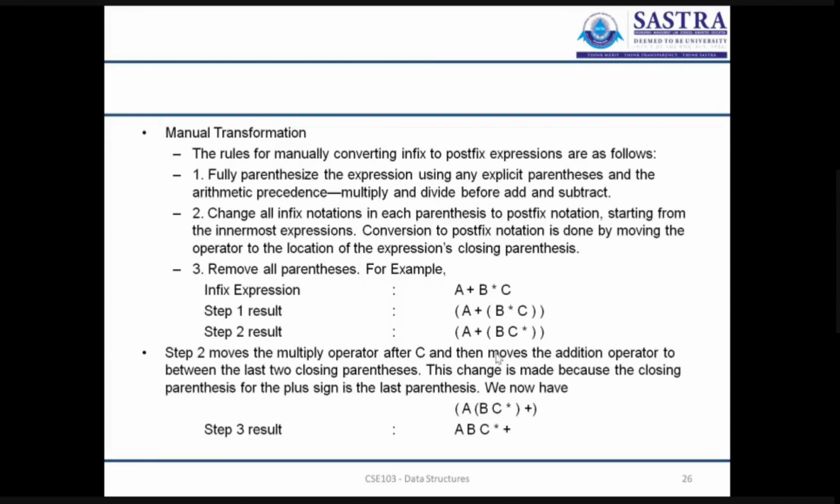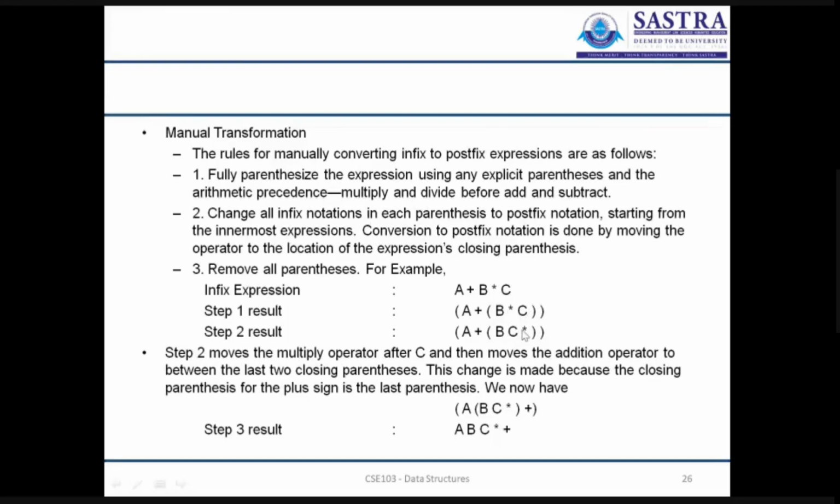Once you complete the conversion of the entire expression, now remove all the parentheses. Now let us take an example. Here the infix expression given is a plus b star c. Step one result: first b and c in one parenthesis, after that a plus b into c in a second parenthesis. Now we need to convert individual expressions into postfix expression. So b star c will be converted to bc star.